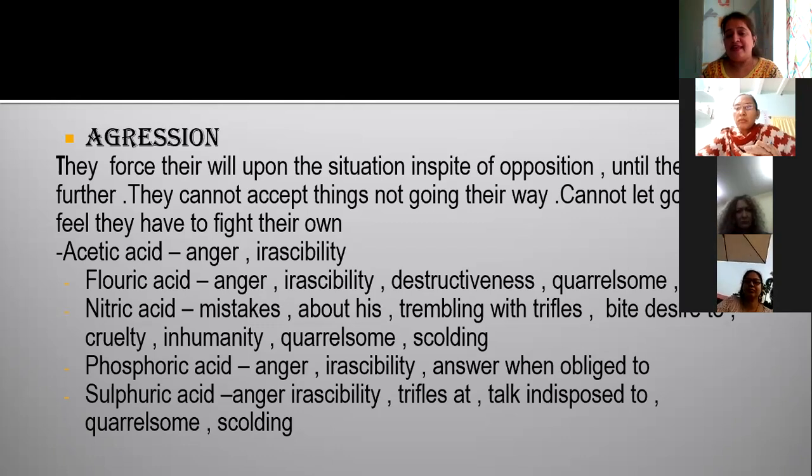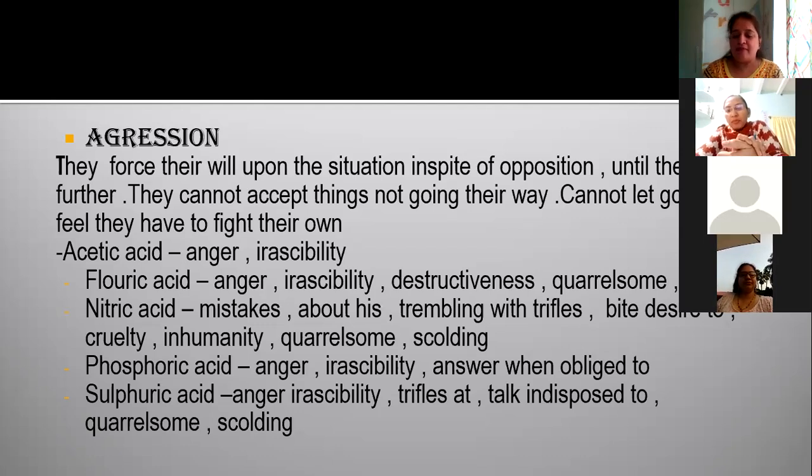Acetic acid has anger, irascibility. Fluoric acid: anger, irascibility, destructiveness, quarrelsome. Nitric acid: trembling with trifles, bites. Then cruelty, inhumanity, quarrelsome, scolding. Phosphoric acid has anger, irascibility, anger when obliged to. Sulfuric acid: anger, irascibility, quarrelsome and scolding.